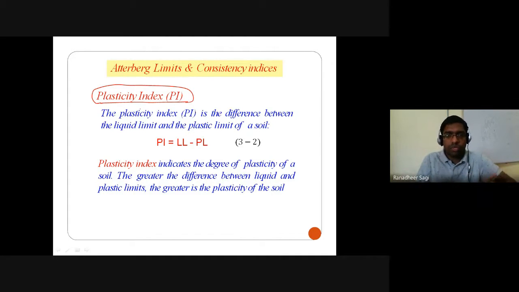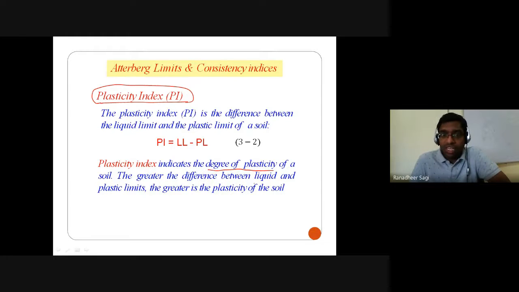So that much range of water content is the amount at which the soil exists in what is called a plastic state, to be more specific. It is that range of water content which exists between your liquid limit and your plastic limit. That difference in water content over which your soil is existing in a plastic condition is what we call the plasticity index. Plasticity index indicates the degree of plasticity of that particular soil.